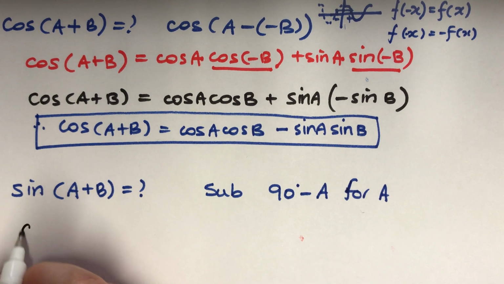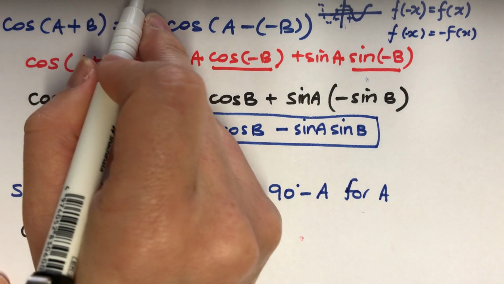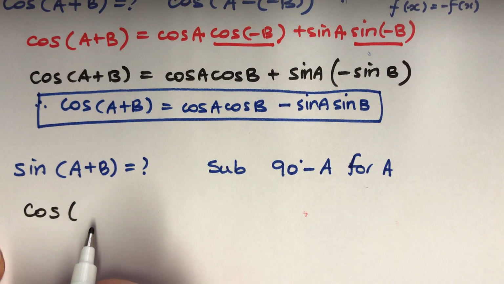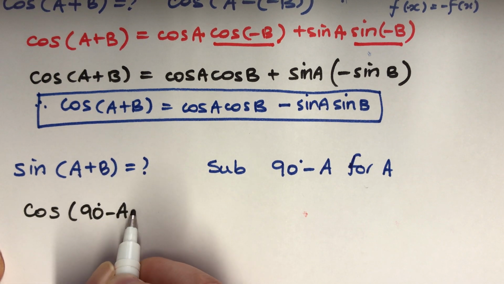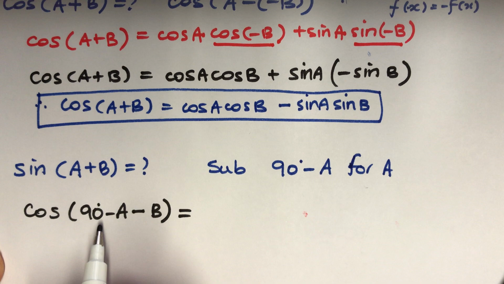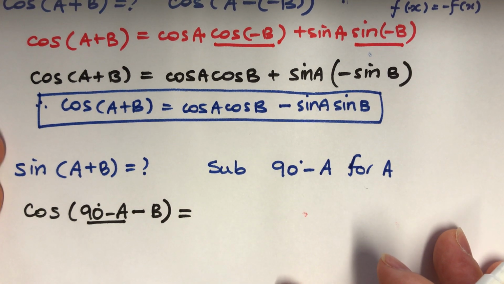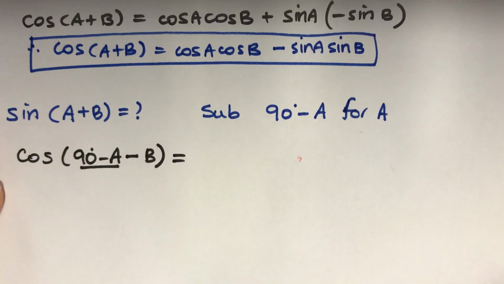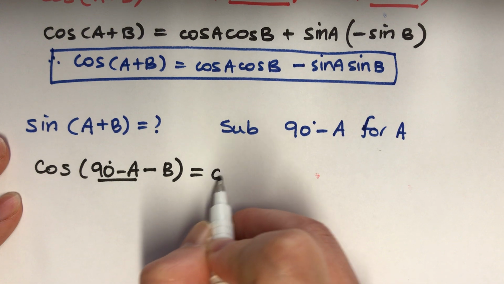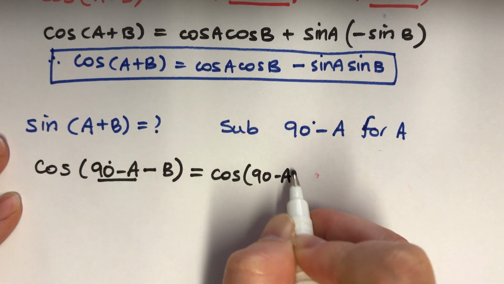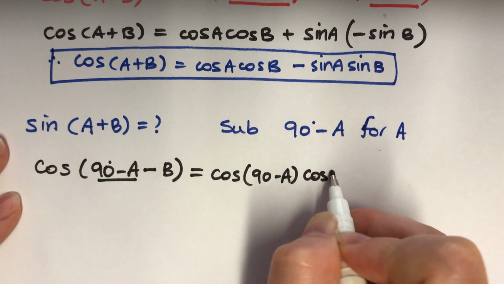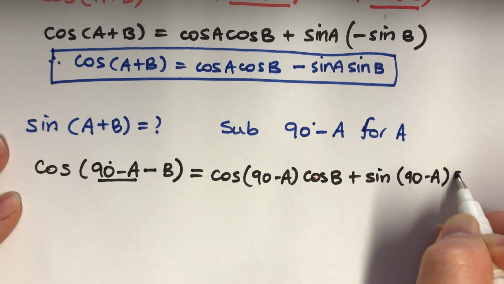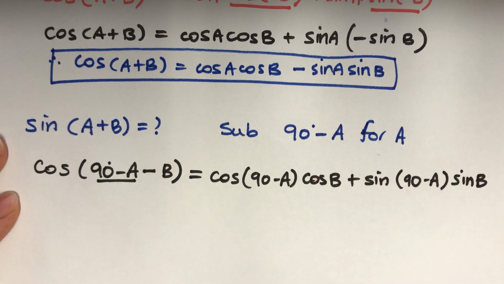So if I put cos(A minus B), instead of A, I'm going to put 90 minus A in there, minus B equals. So instead of A, I'm going to put 90 minus A in all of them here. So let's go. Cos(90 minus A) cos B plus sine(90 minus A) sine B. Okay, so that's not too bad.